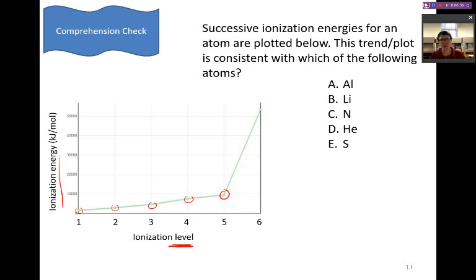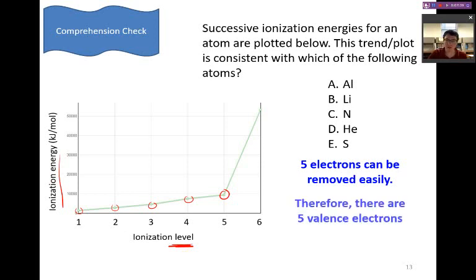Take a minute to think about it and try this on your own, and then we'll talk. Welcome back. Okay, so how do we think about this? We want to remember that the outer electrons, the valence electrons, are those that are the easiest to remove, and that our core electrons are very hard to remove relative to the valence electrons. So when we take a look at the pattern here, it appears as though there are 5 valence electrons, because 5 of them can be removed rather easily. And so you want to then identify which of those elements has 5 valence electrons.